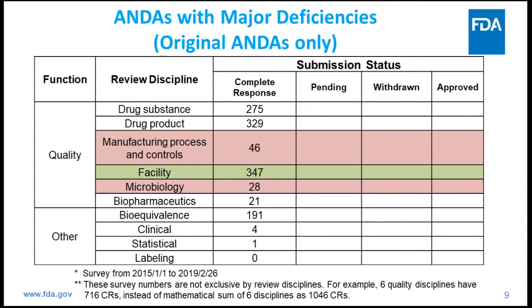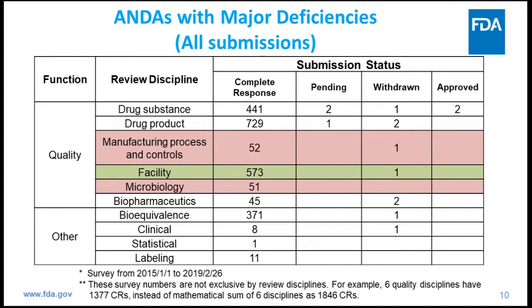So you can see that for original ANDAs only, from the first day of 2015 to February 2019, which is when I did the survey, we have this amount of CRs issued. The total number of CRs from the 6 quality disciplines is about 700, and you can see that in this table. When we consider all submissions, which includes the amendments, such as responses to CR letters and DR letters and supplements, the total number of CRs increases to almost 1,400. And distribution-wise, you can see that most of them come from drug product, drug substance, facility, and bioequivalence.